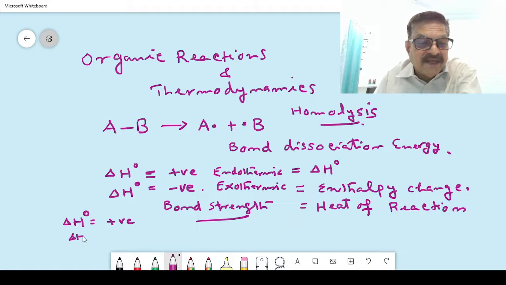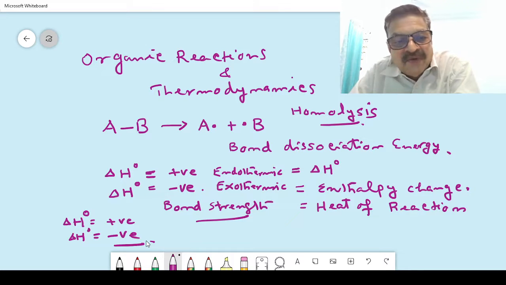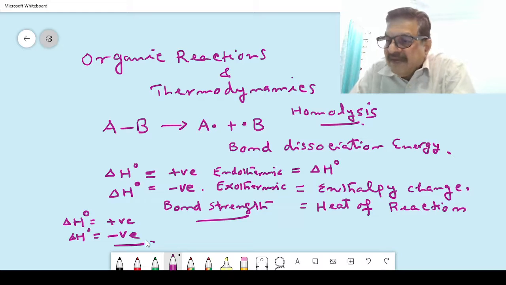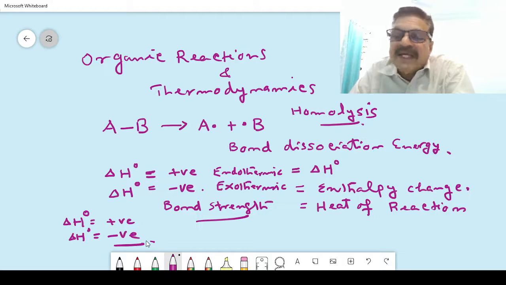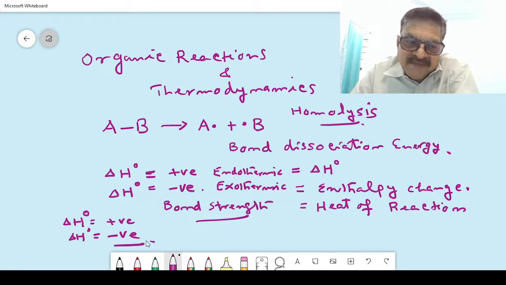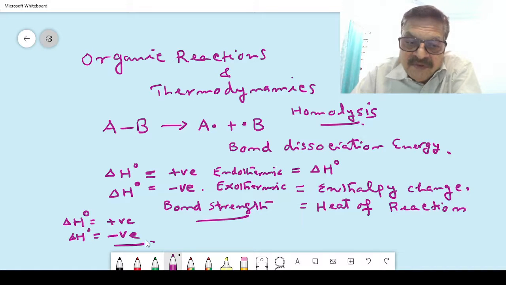Now, delta H negative means what? Delta H negative means more energy is released. Delta H positive means more energy is applied for breaking the bonds. Delta H negative means more energy is released in forming the bonds than is needed to break the bonds. The energy released is more than the energy needed for breaking the bonds in the starting material. Therefore, the bonds in the products are stronger than the bonds in the starting materials.